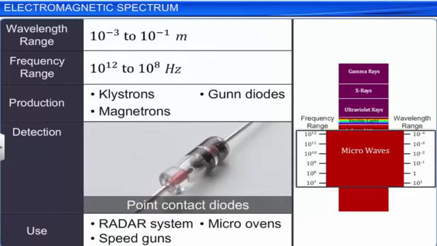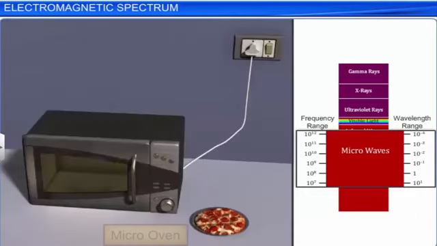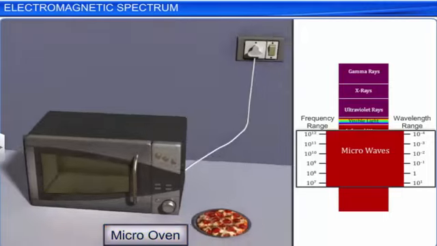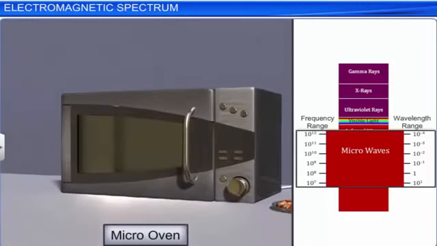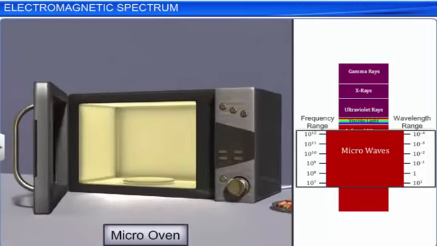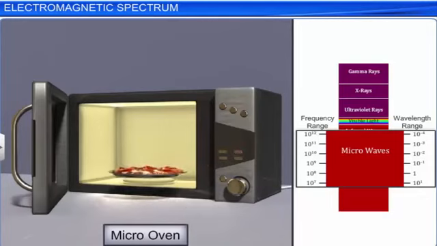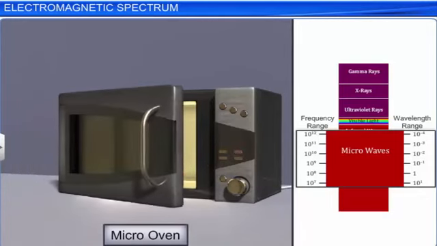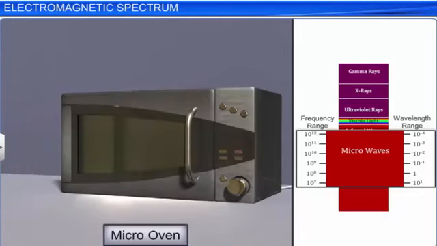In micro-ovens, the frequency of microwaves is selected such that it is in resonance with the frequency of the water molecule. When the microwaves are incident on the food material placed in the micro-oven, the water molecules in the material oscillate with maximum amplitude. Thus, the average kinetic energy of the molecules increases, which increases the temperature of the food material.